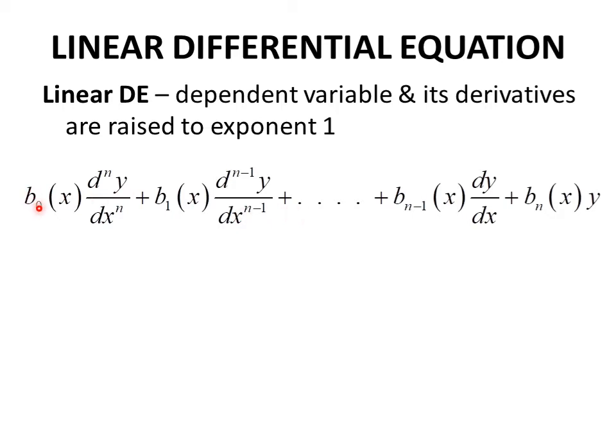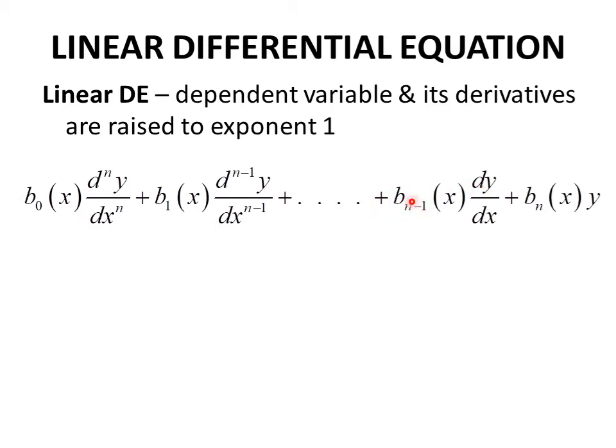Okay, so we have here b sub 0 or b naught of x, that is some expression in terms of x, times d to the n y over dx to the n. Of course, n here is the highest order of derivative. So this is the highest order derivative in the equation, plus some expression in terms of x, times d to the n minus 1 y over dx to the n minus 1. So the order of derivative decreases incrementally by 1 until we reach this expression.